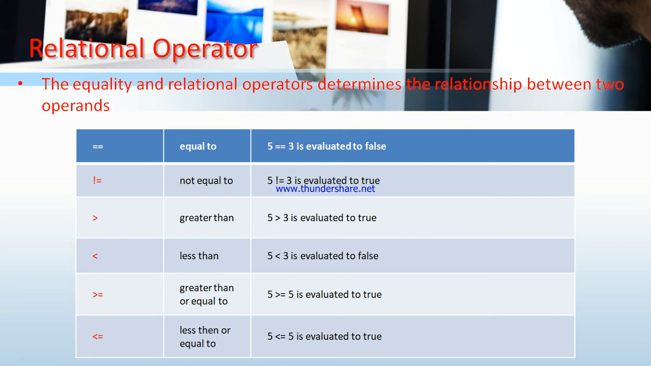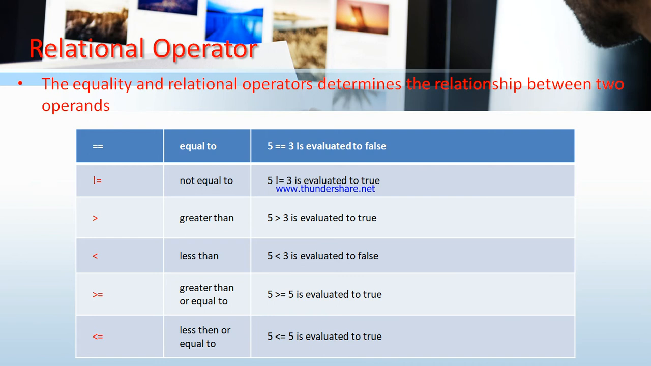For example, you can say equal to. If you want to compare two operands, you can use ==. That means if you want to evaluate 5 == 5, if it's true it will say true, otherwise it will say false. Then not equal to, the exclamation symbol, then greater than, less than, greater than or equal to, and at last less than or equal to. So similar to the C programming language, relational operators are also supported by Java programming.